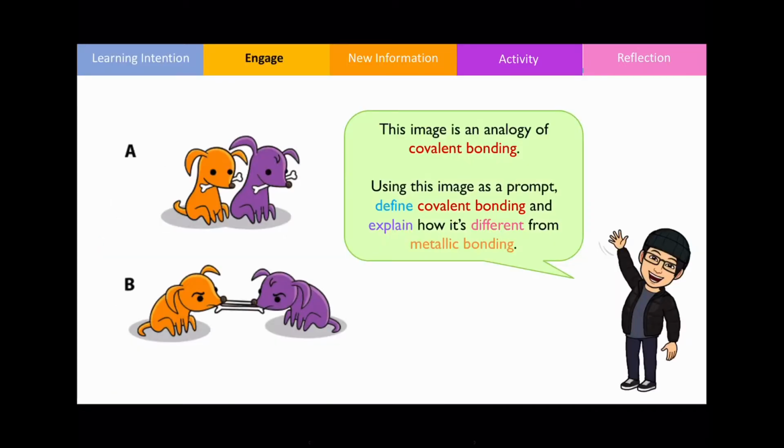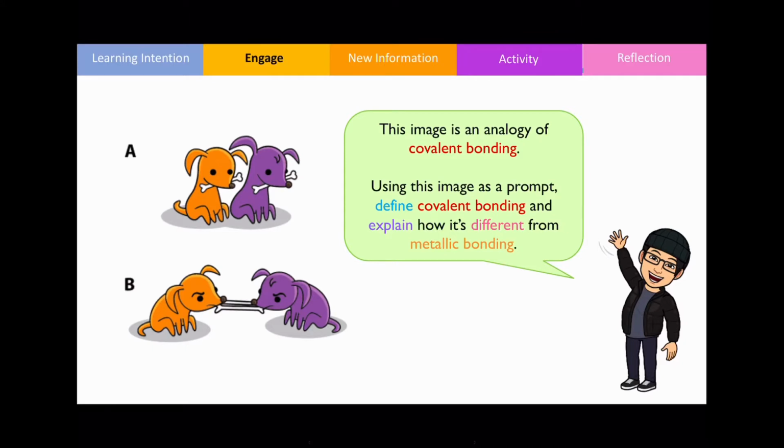So in order for us to understand what covalent bonding is, I think this is a really good analogy or illustration that represents this process. So this image is an analogy of what covalent bonding is. The dogs represent atoms, whereas the bones represent the valence electrons.